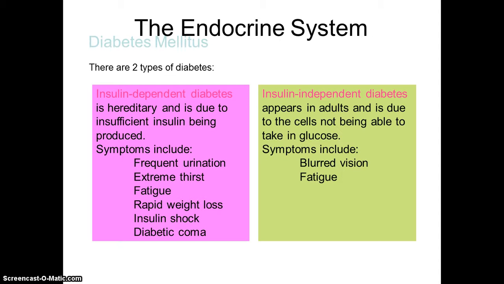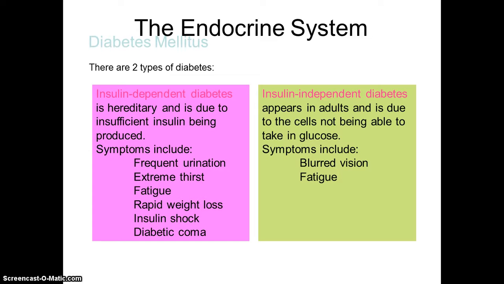There are two types of diabetes: insulin-dependent diabetes and insulin-independent diabetes. Insulin-dependent diabetes is usually hereditary and is due to insufficient insulin being produced. Some of the symptoms include frequent urination, extreme thirst, fatigue, rapid weight loss, insulin shocks, and diabetic coma. Insulin-independent diabetes appears in adults and is due to the cells not being able to take in glucose. Some of the symptoms include blurred vision and fatigue. Aside from the three videos, we also attach a YouTube animation on what is diabetes mellitus. Please look at the video.